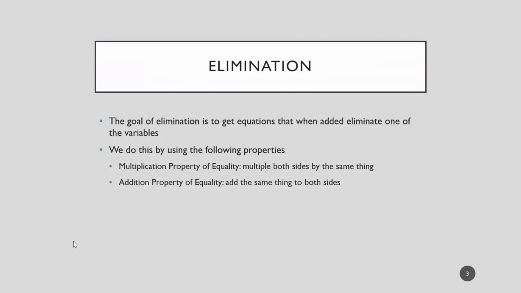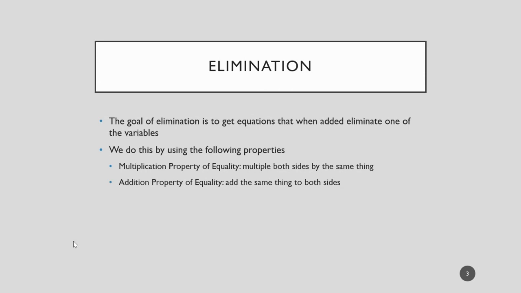So we're going to start with the definition of elimination, or basically what it is. It doesn't really have a definition, but what you do. So the goal of the elimination process for solving is to get equations that, when they are added together, eliminate one of the variables. So if you have two variables, you want to eliminate either x or y. You can do elimination with three variables. If you have x, y, and z, you want to eliminate either x or y or z, and then you'll have to do elimination a second time so that you get down to one variable.